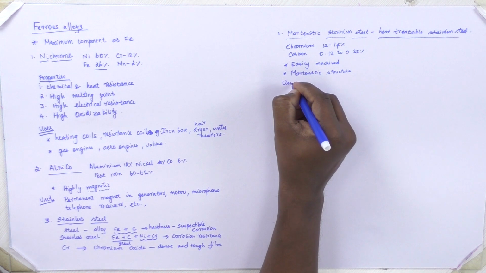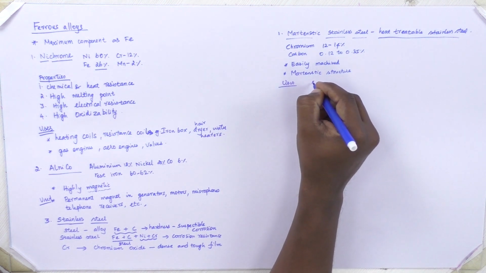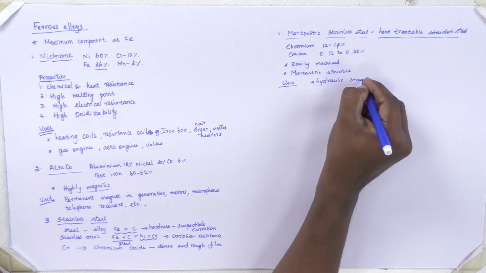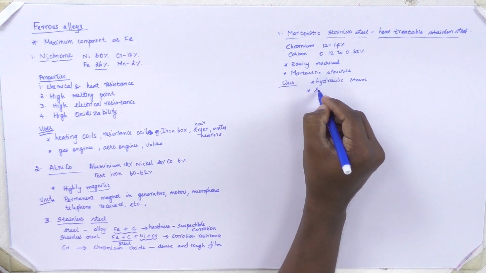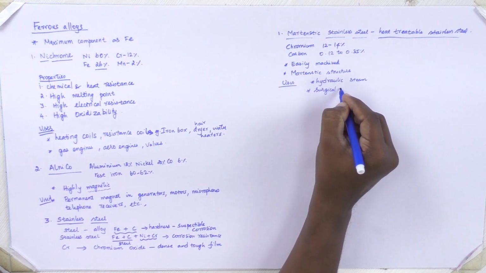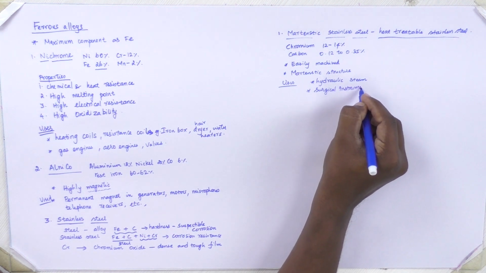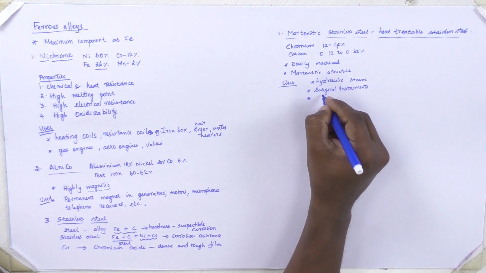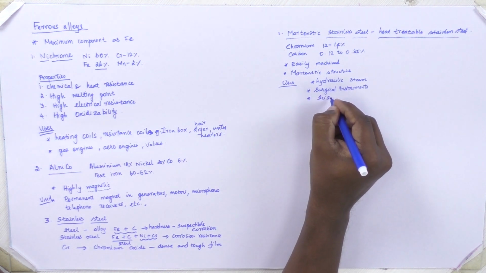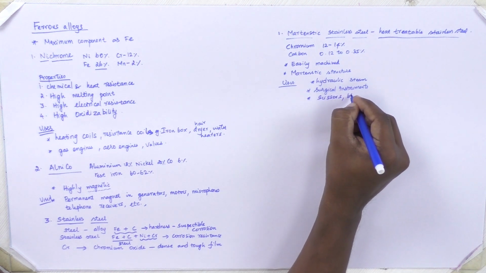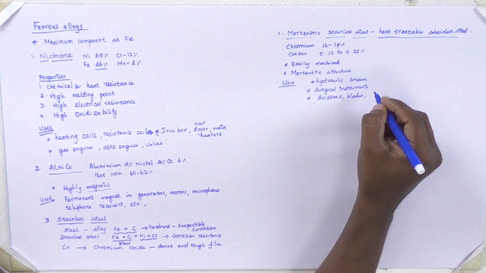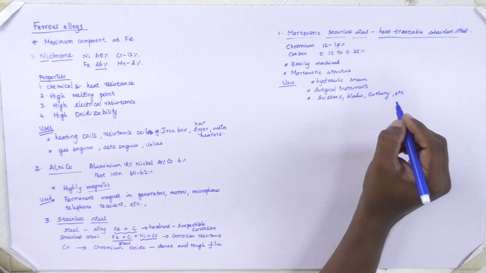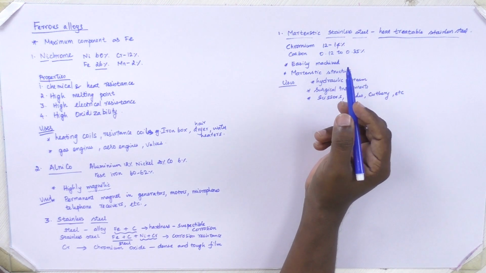And where we use such stainless steel is in hydraulic, steam, and mainly in surgical instruments. So the instruments we use in surgeries, and apart from that, scissors, blades and cutlery are all made of this martensitic stainless steel.